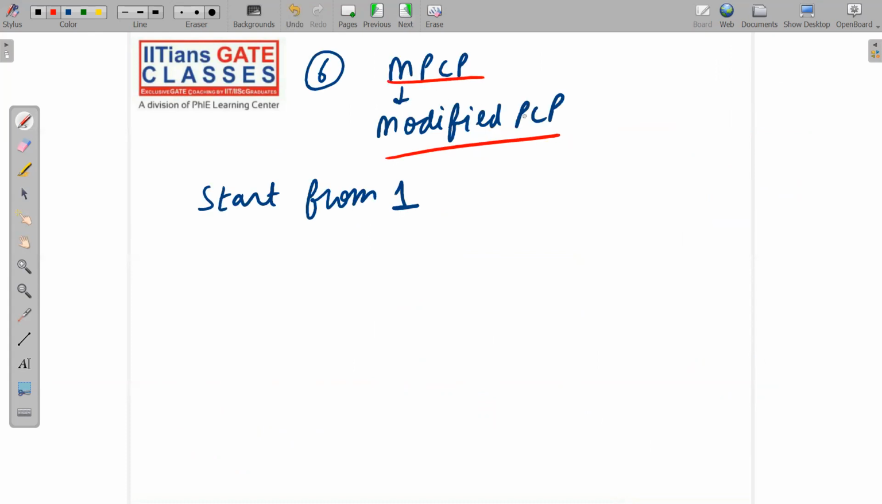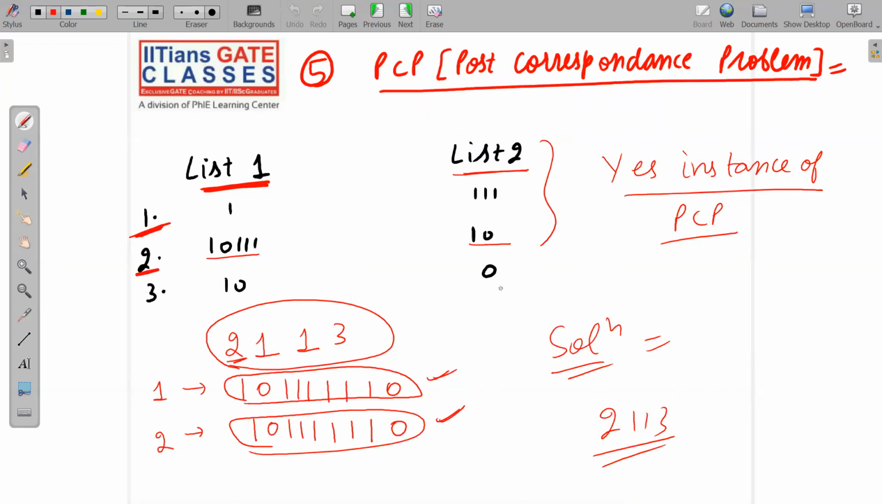M means modification, or modified PCP. So here we have a condition that you always have to start from 1. Okay, so see here, in this solution I have started with 2 now. I have started with 2, but in MPCP we cannot start with 2. There is a restriction that we have to start with 1 only.